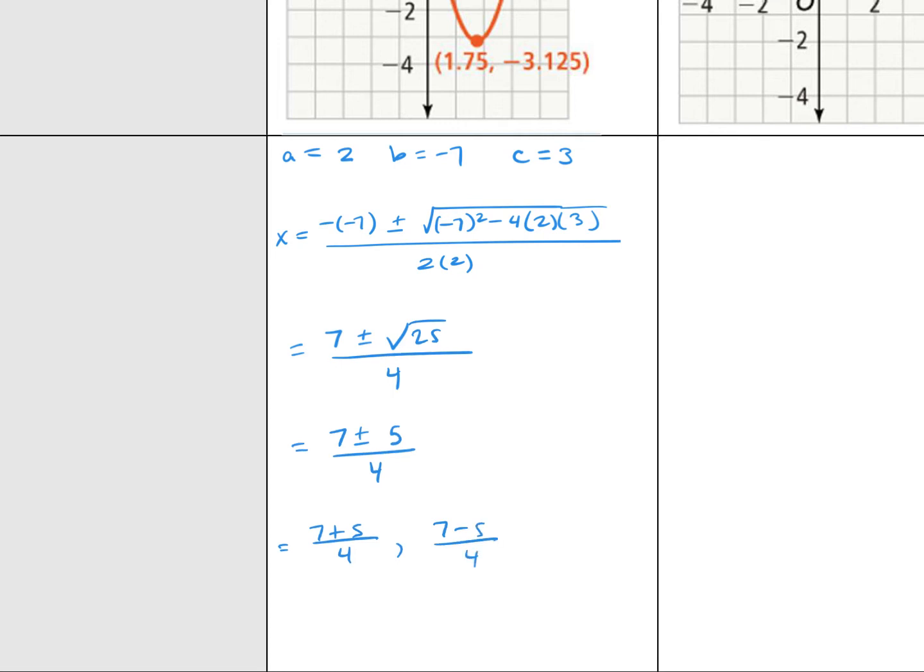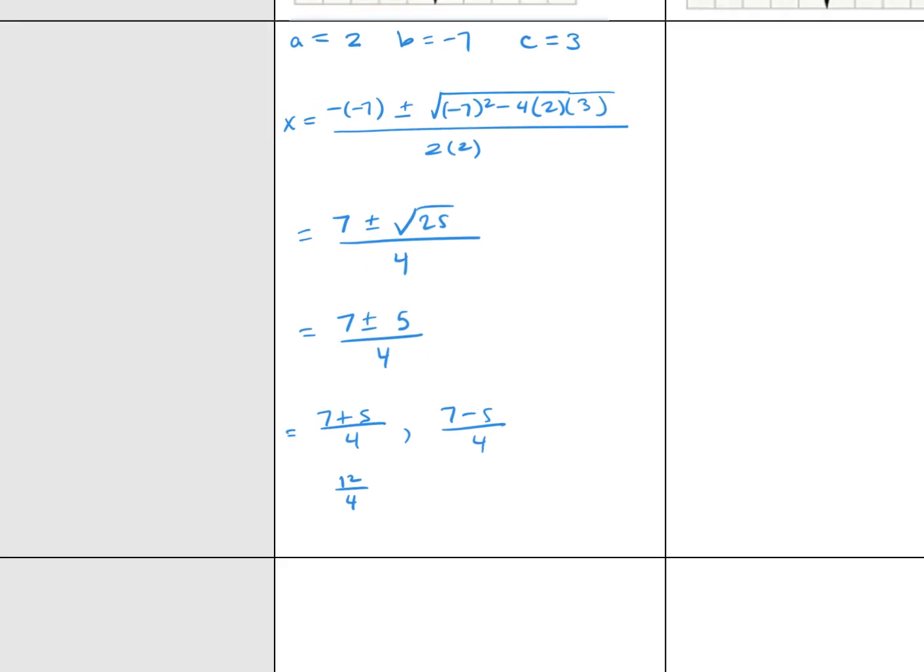We can continue simplifying because 7 and 5 are like terms. We took the square root of the 25. Typically, when we leave answers like this, it's because there's still a square root in that term. So 7 plus 5 is 12, divided by 4 gives us one solution of 3. And then the other one, 7 minus 5 is 2, divided by 4 is 1/2.